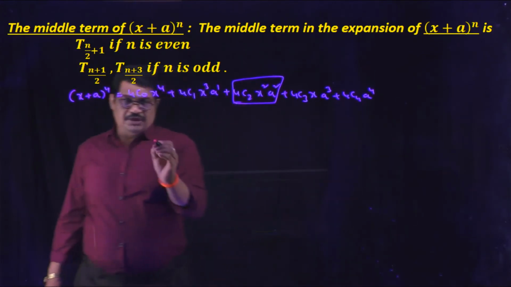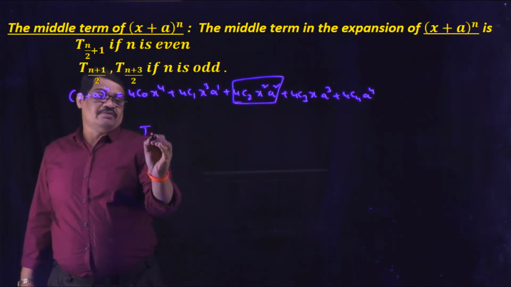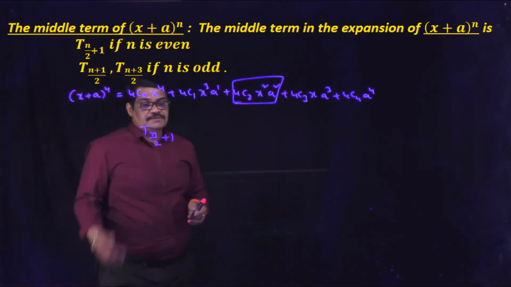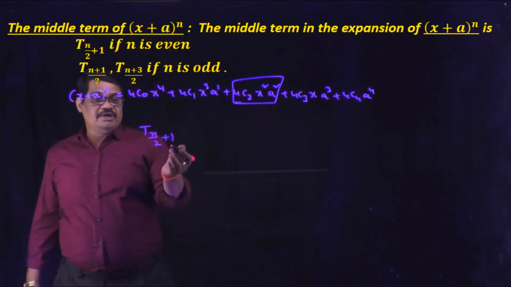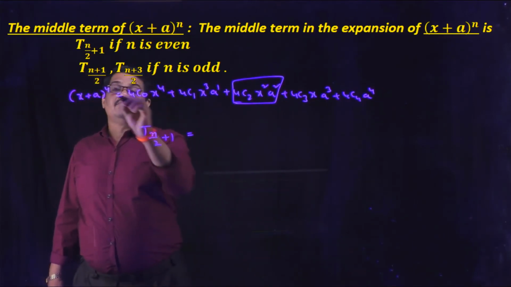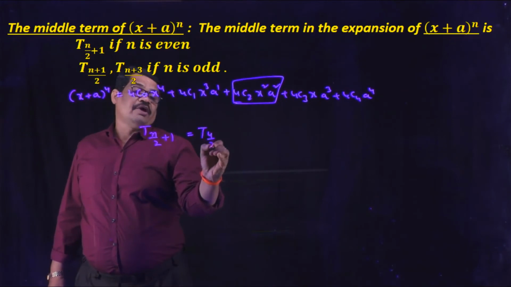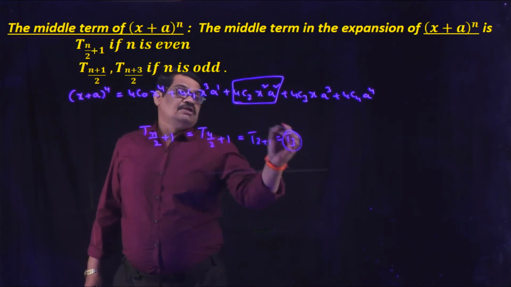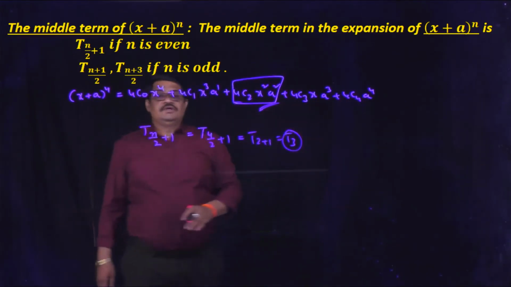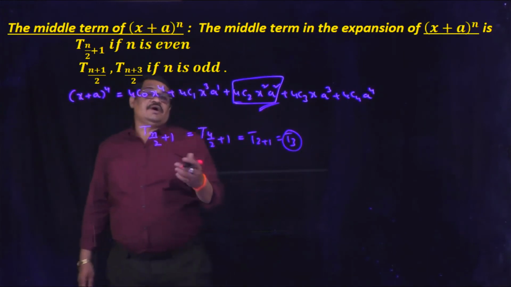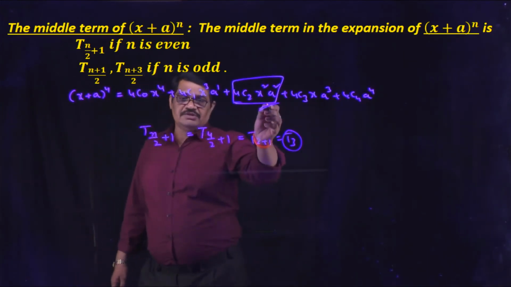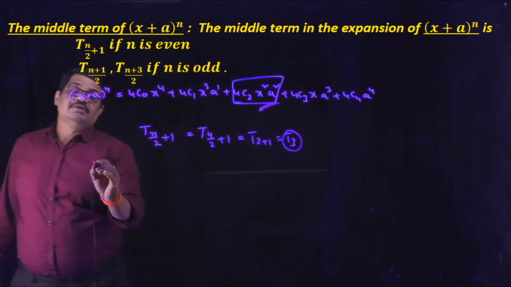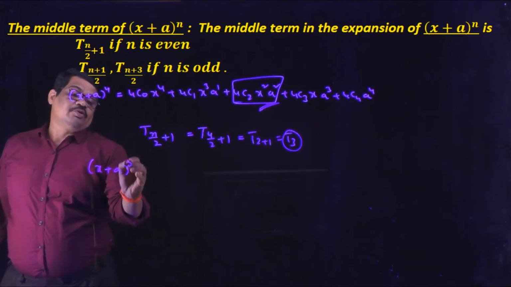So now see the formula. What is the formula we are saying? T(n by 2 plus 1) is the middle term if n is even. Here n is 4, so that is T(4 by 2 plus 1), that is T(2 plus 1), that is T3. The third term is the middle term if n is even. Okay. If n is odd, take (x plus a) to the power of 5.